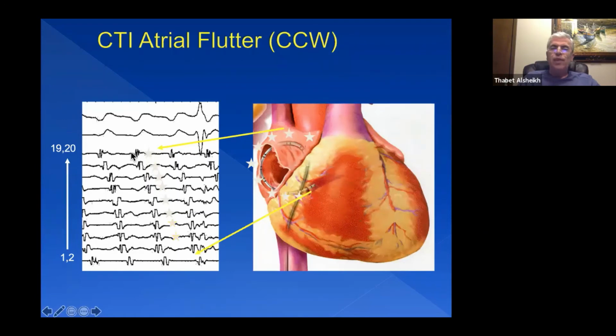We see 19-20 is activated before 17-18, before 15-16, before 13-14. So the direction of activation is from 19-20 and going this way. And that's a counterclockwise activation. So when you see the recording, we know which is 1-2, which is 19-20, and in between, and we simply tell which is first and what comes next. If you're going from 19-20 backwards, that's counterclockwise. If you go from 1-2 to 19-20, that's clockwise. So in this case, that's counterclockwise cavo-tricuspid isthmus-dependent atrial flutter.